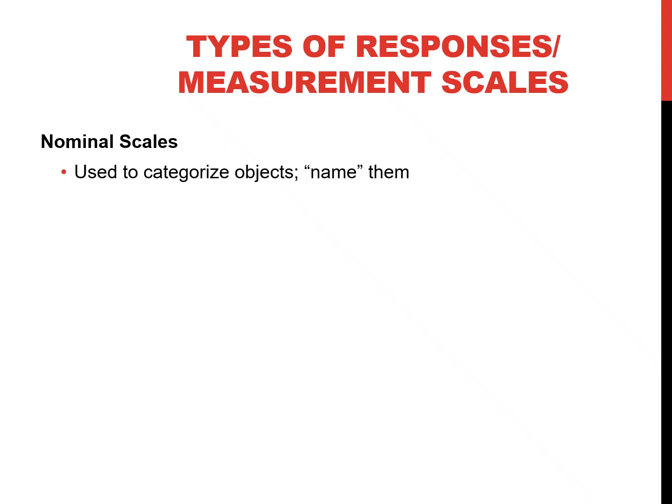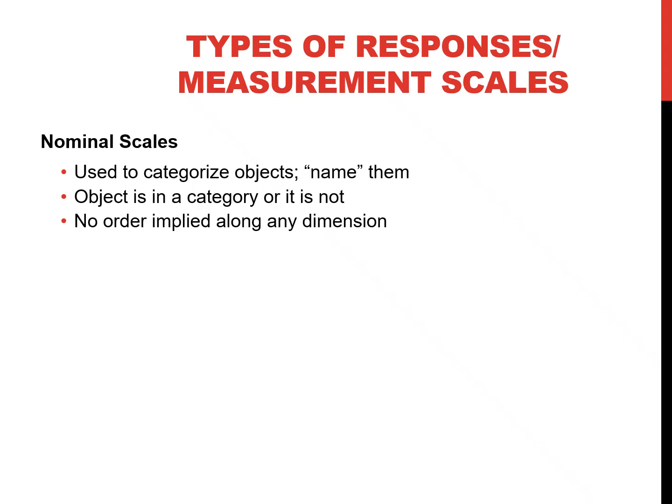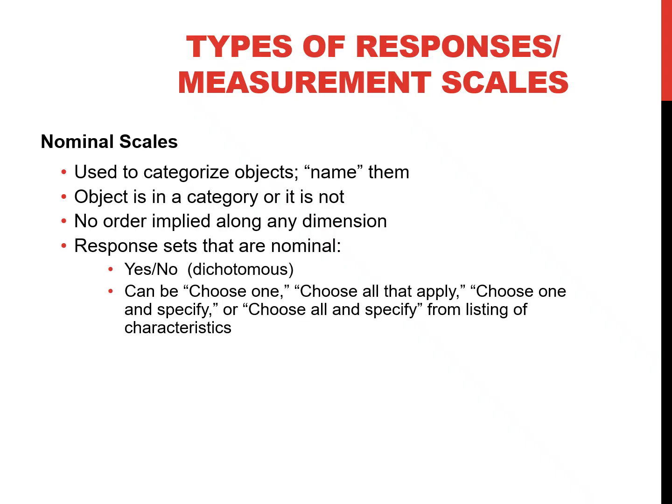The first one is nominal scales. It's really used to categorize objects or name them. So you're either in a category or not. You're either male or female. There's no order implied along any dimension. If you're looking at a dog or a cat, it doesn't necessarily mean that a dog is better than a cat, or vice versa. So whether you allocate something a 1 or a 2 is meaningless. Examples are yes or no, choose one, choose all that apply. There's no order implied along those.